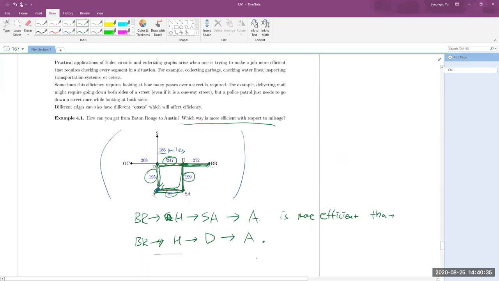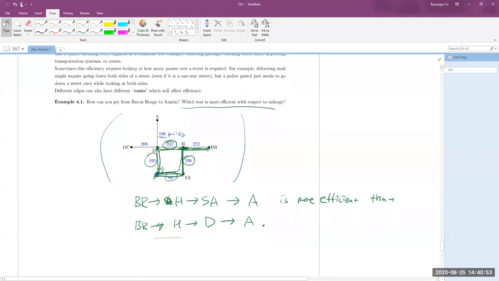So these two cases are what we consider, and you can think that the first one, going to San Antonio, is a much more efficient way because it has the shorter ranks, right? Does it make sense? Great.